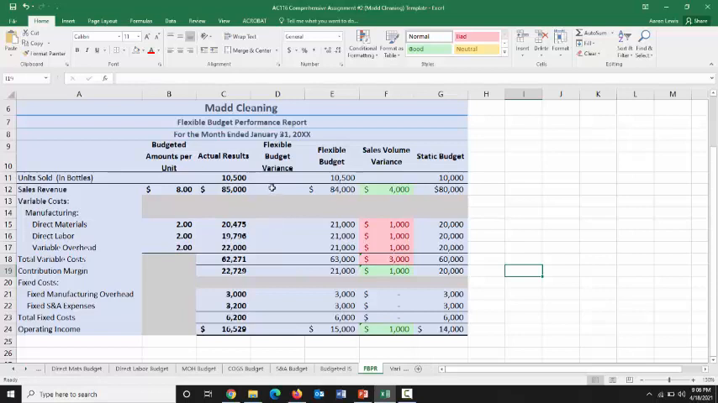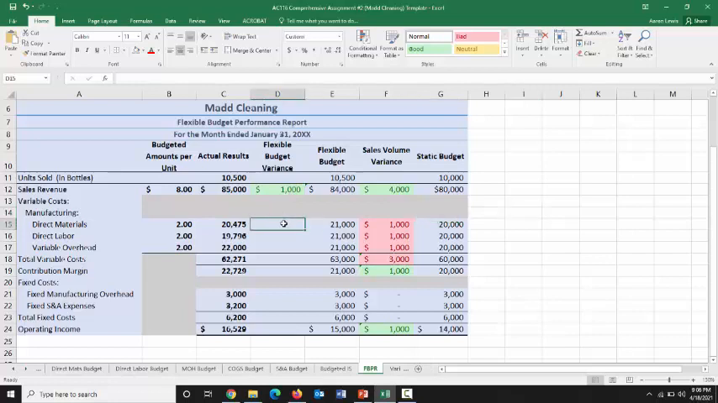So for sales revenue, we actually had $85,000 of sales revenue versus the $84,000 we should have. That's a $1,000 increase in more revenue. Always good for the company. It's a favorable variance. So $4,000 of the $5,000 difference between what we budgeted for and what actually happened can be attributed to the fact that we sold more units than we thought we were going to, and the other $1,000 can be attributed to anything else.